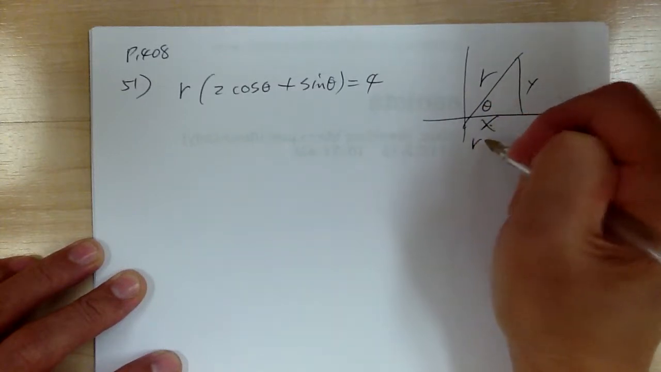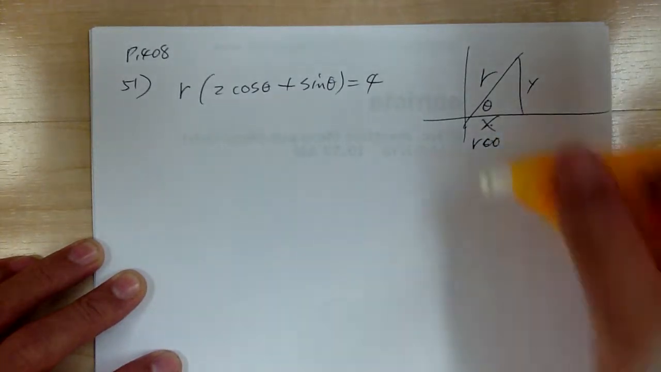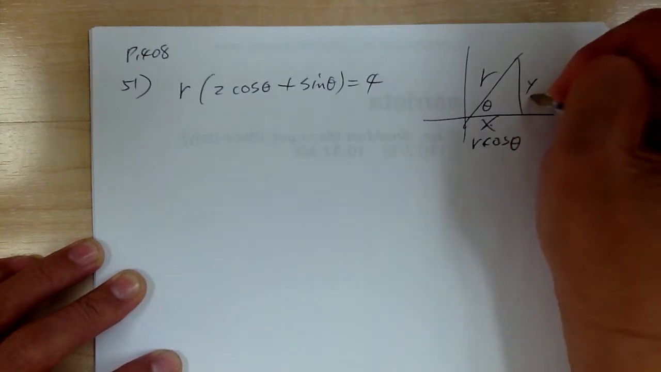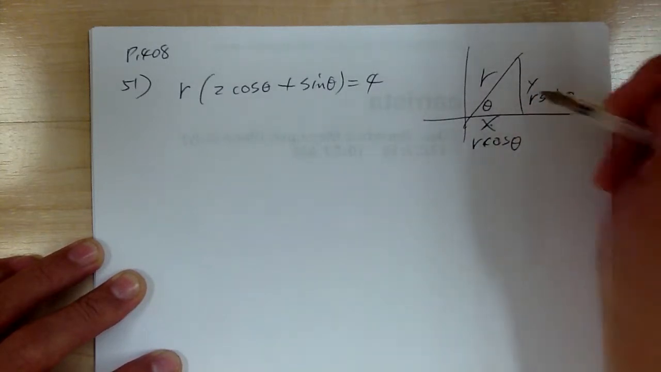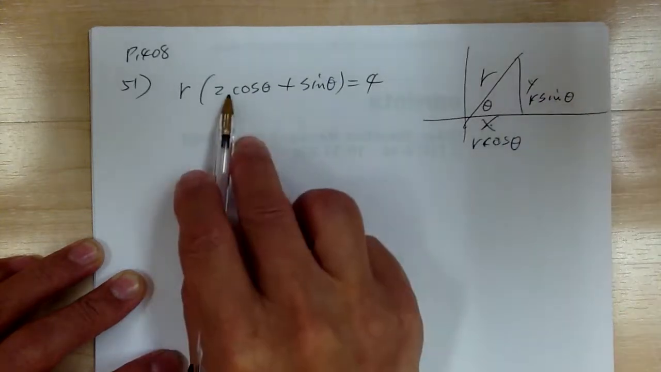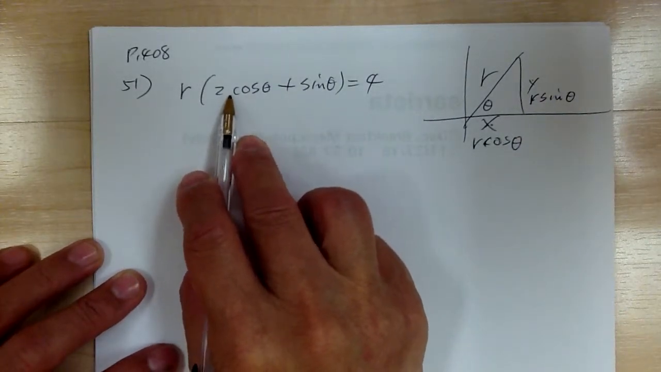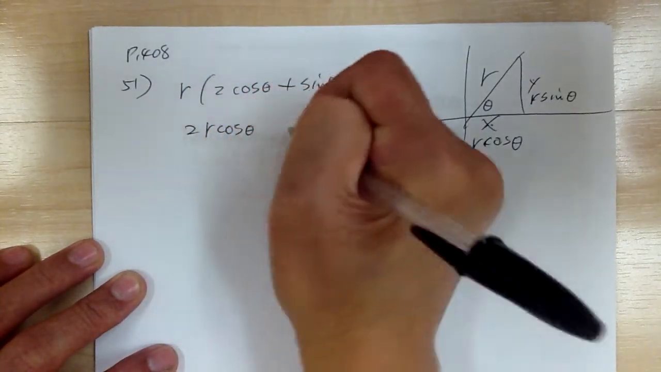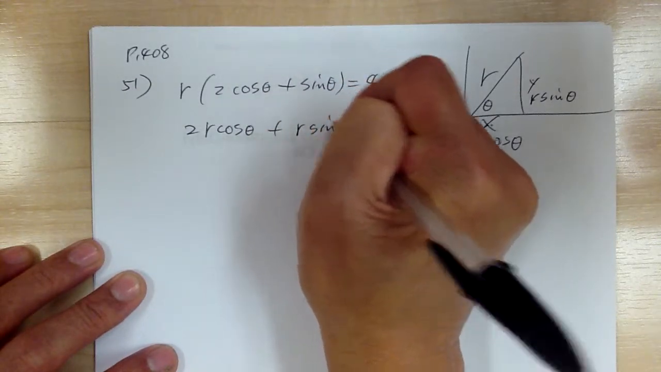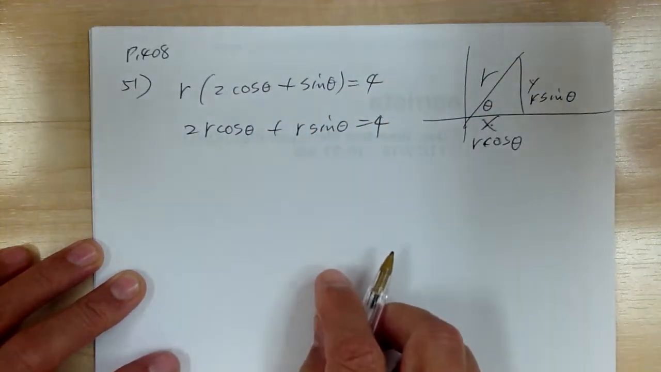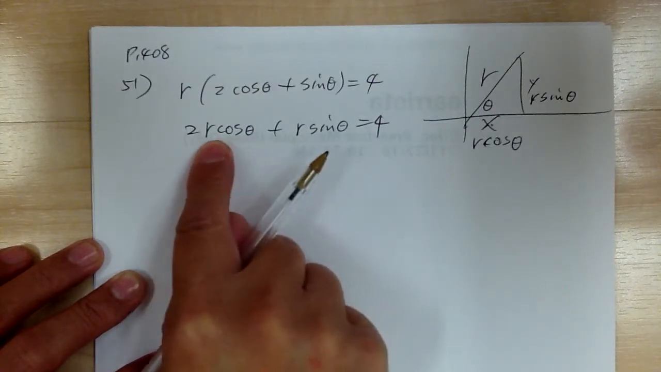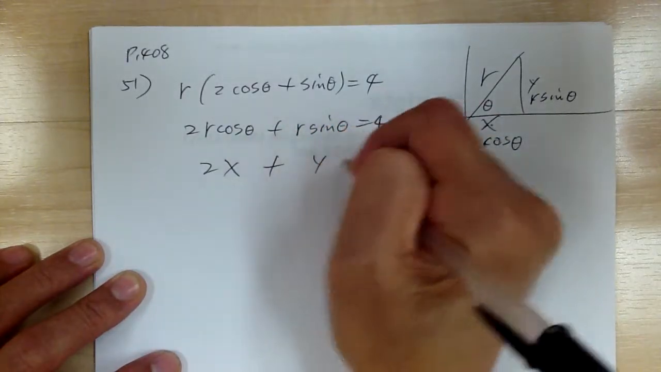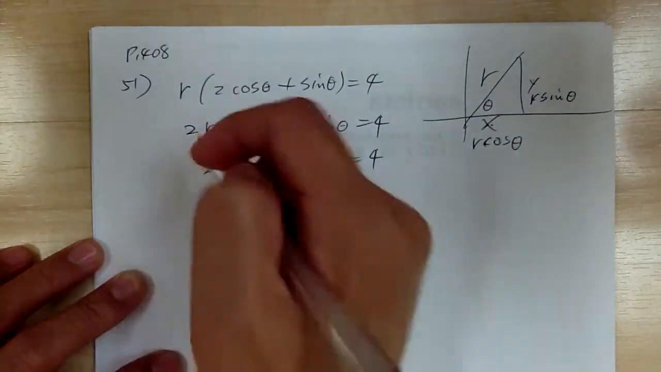So x is r cosine theta, and y is r sine theta. So in order to convert, you need to have an r in front. Notice this one doesn't have an r in front, so you have to distribute and multiply out. So you're going to get 2r cosine theta plus r sine theta equal to 4. Okay, so now you can convert because now you have r cosine theta, so that's your x, right? So this becomes 2x, and r sine theta is y, and so that's your equation.